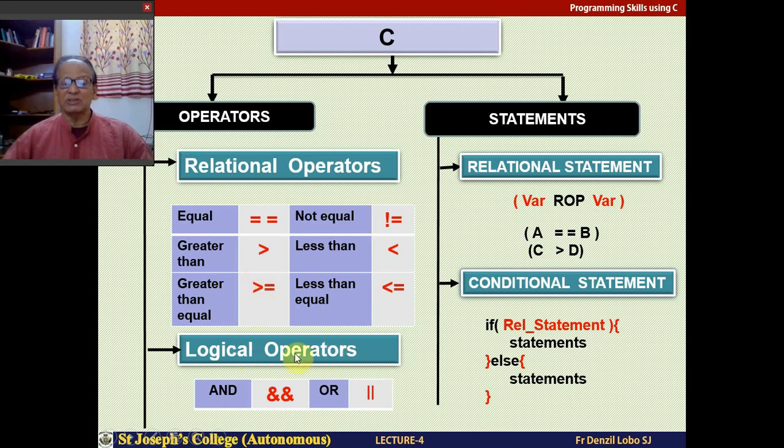And with that we come to logical operators, and and or. If it is and, you put two ampersands, and if it is or, two vertical lines. So these are the C operators for relational operators and logical operators. Again, relational statements are similar. Instead of EQ, I put this symbol, instead of GT, I put this symbol, and in the conditional statement, instead of capital IF, I put small if and else. All the rest is the same.